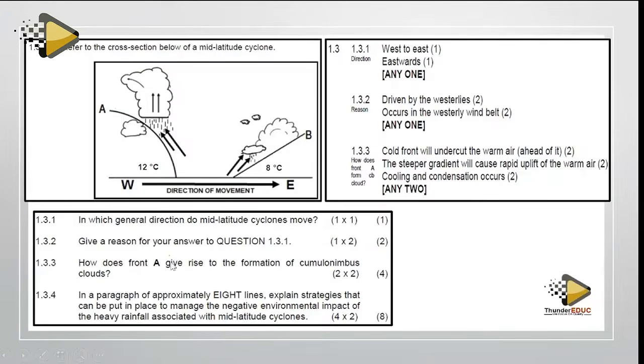Now, cumulonimbus clouds are common clouds that you're going to be talking about when you're talking about a number of natural or weather phenomena. Tropical cyclone is associated with cumulonimbus clouds. A line thunderstorm is also associated with cumulonimbus clouds. So it makes it important for you to be able to give the weather associated with cumulonimbus clouds.